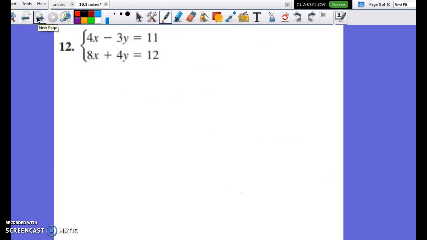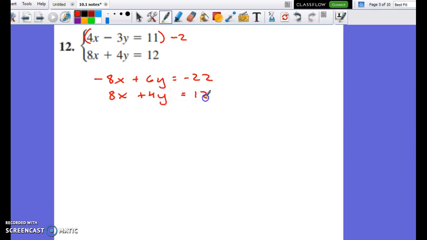So that's substitution. This one, I really don't want to have to get x or y by itself. It's going to be a little bit too much work for me. And mathematicians can be lazy. So what we're going to do is I'm going to multiply this whole thing by a -2. I'm going to write that as -8x plus 6y equals -22. I'm going to bring down my second line.